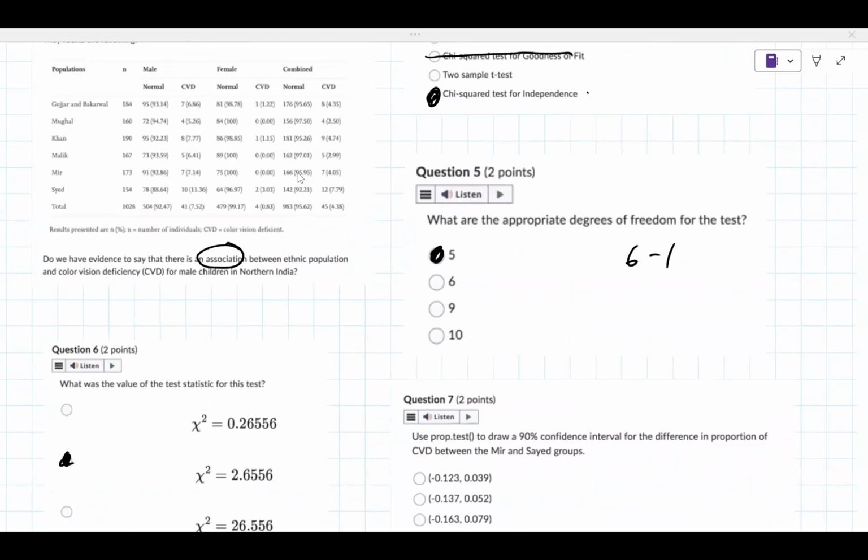Okay. CVD, Mur, and Syed, and pretty small. Let me try this once in StatCrunch. Maybe we will get something. Two sample with summary. Okay. CVD is 7 and 12. So 7 out of 173 and 12 out of 154. And we're doing a 90% confidence interval.